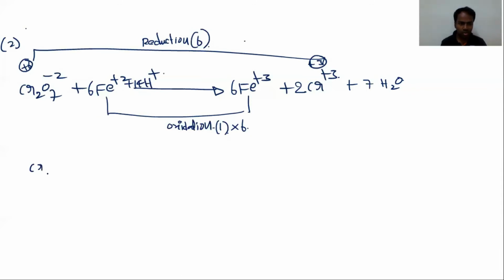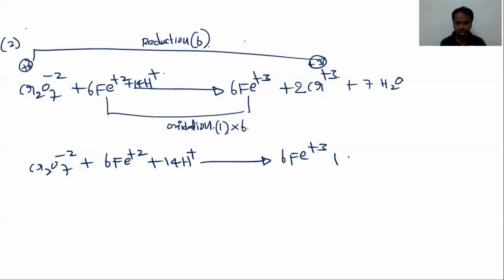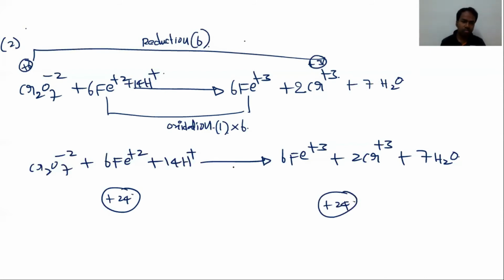So here Cr2O7²⁻ + 6Fe²⁺ + 14H⁺ forms 6Fe³⁺ + 2Cr³⁺ + 7 water molecules. So now the equation is balanced. If you want to cross check, just cross check the charge. Here total plus 24 on this side. Here plus 18 and this is plus 6, so plus 24. So now the equation is balanced.